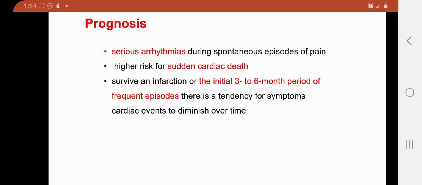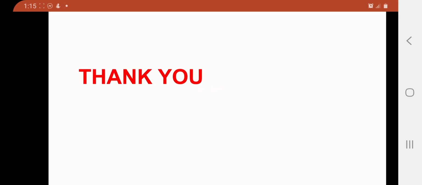However, you can have serious arrhythmias during spontaneous episodes of pain, thereby having higher risk of sudden cardiac death. So if you survive the infarction in the initial 3 to 6 months period of frequent episodes, there is tendency for symptoms of cardiac events to diminish over time. Thank you.